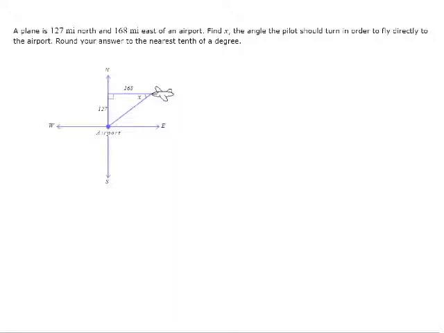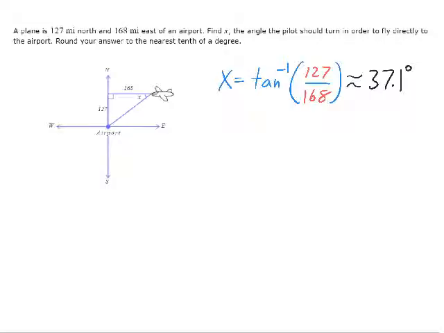So to find x, we want to do the arc tangent of the fraction. Tangent, again, is opposite, which is 127, over adjacent, which is 168. If we do the inverse tangent or arc tangent of that fraction on our calculator, we will get a 37.1 degree angle that the plane should turn.